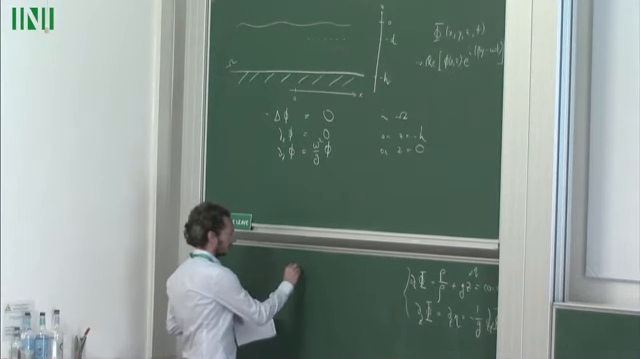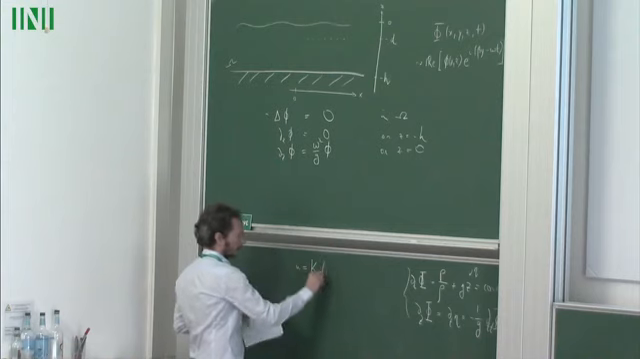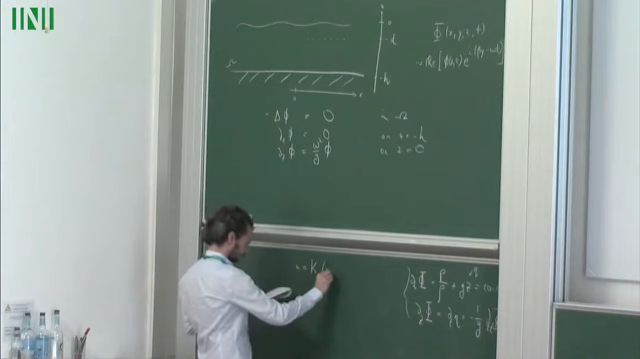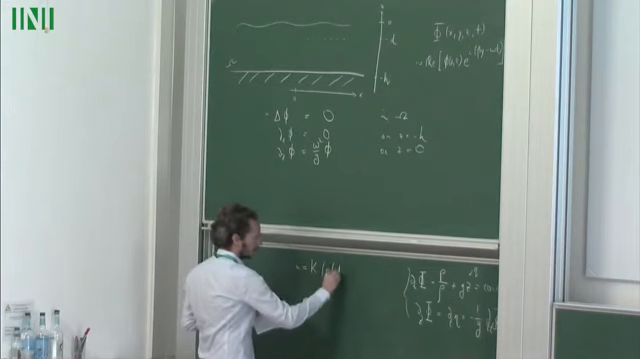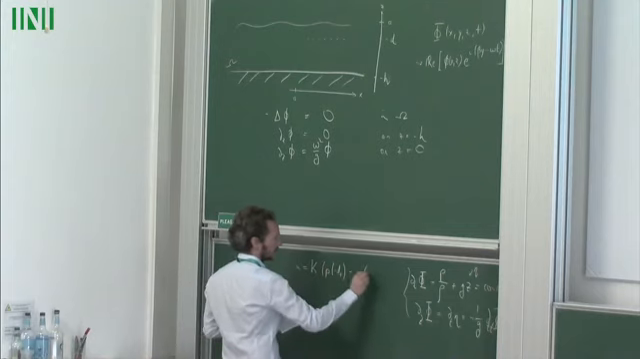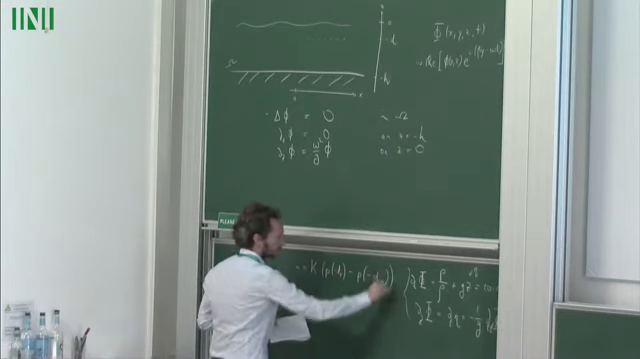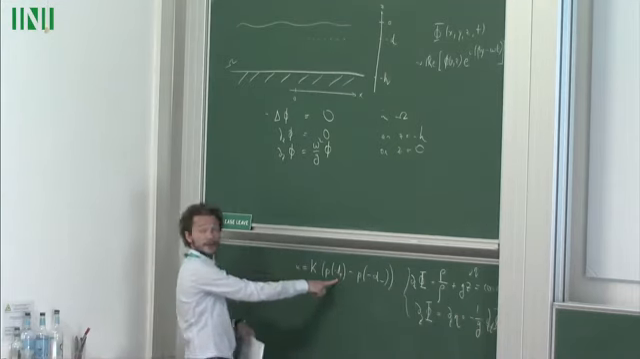What does Darcy's law say? Darcy's law says that the velocity is proportional to the jump in pressure. So maybe call this the pressure at minus d minus the pressure at plus d. Right, so it's the pressure above the plate.